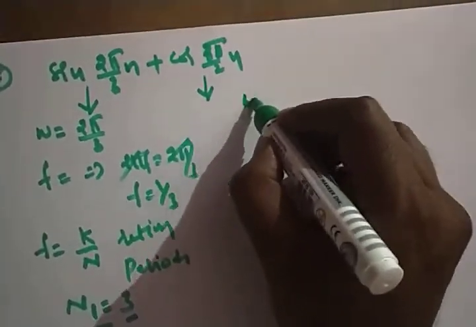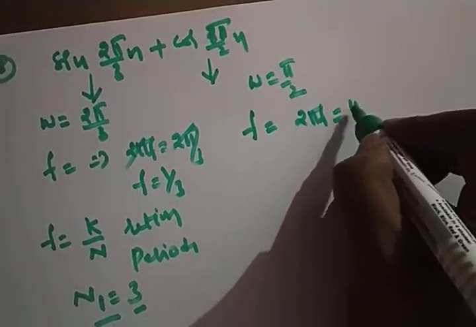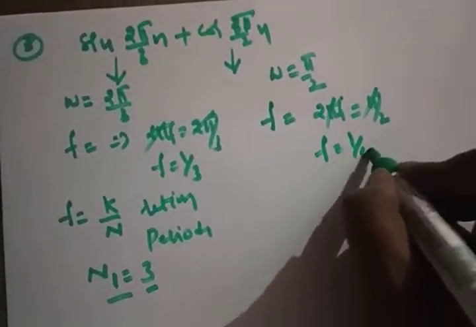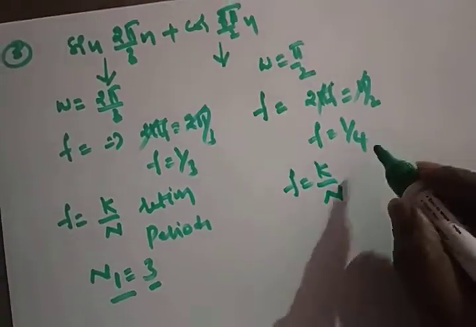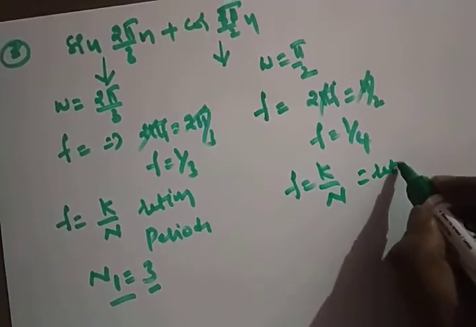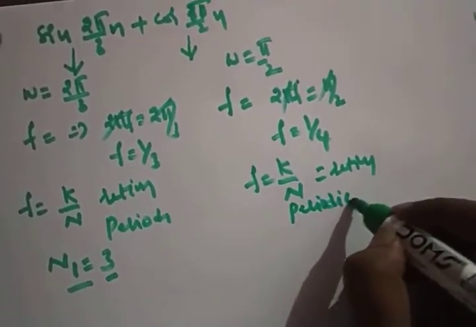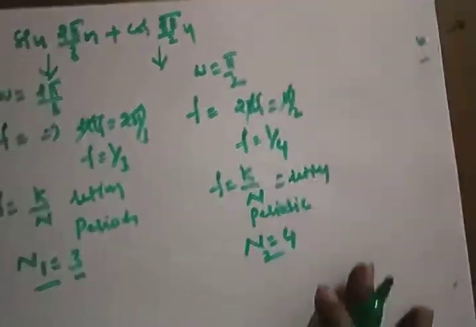So from here what is omega? π/2. So from that what is the frequency? That means 2πf = π/2. Pi gets cancelled. f = 1/4. So it is in the form f = k/N, so it is a rational number. 1/4 is a rational number. Now it is a periodic signal. So what is the N value? N2 = 4.